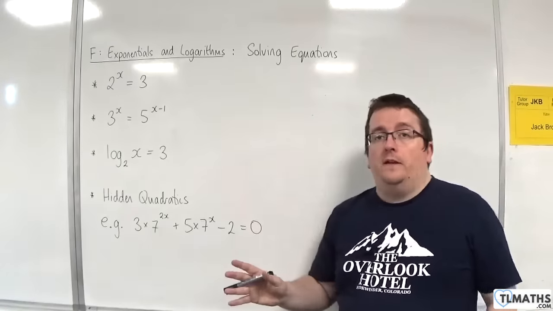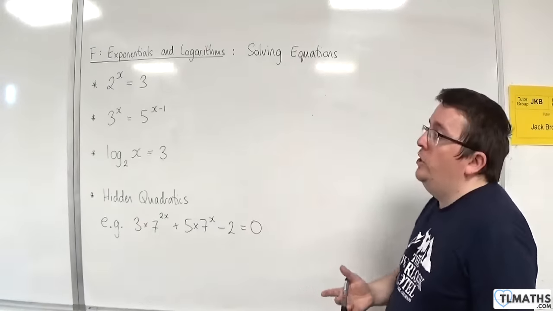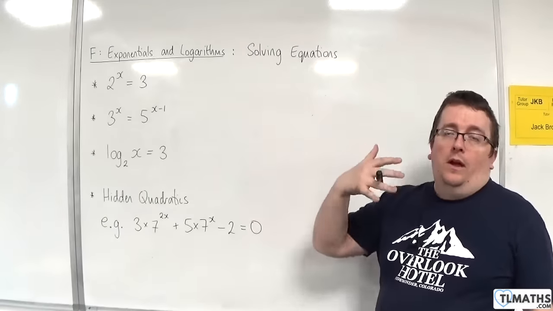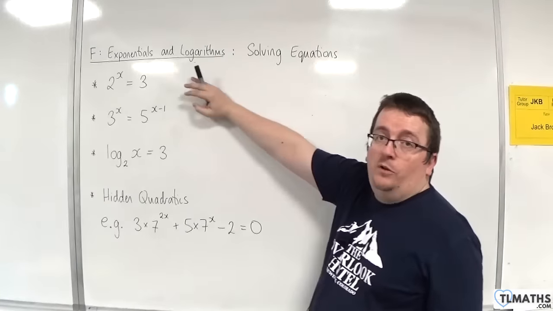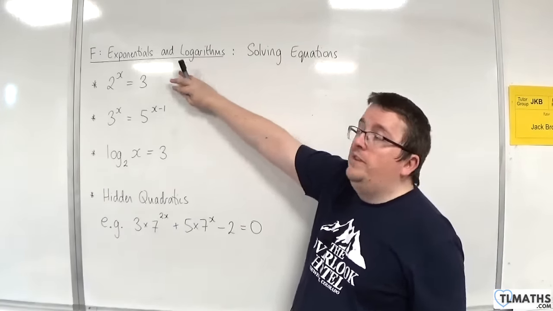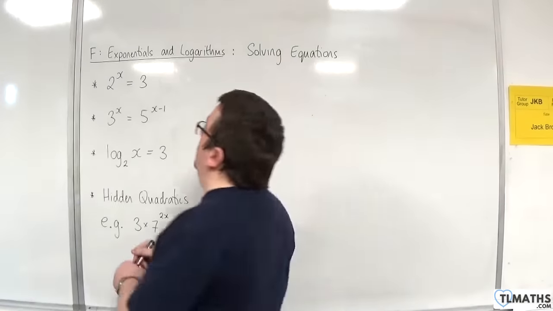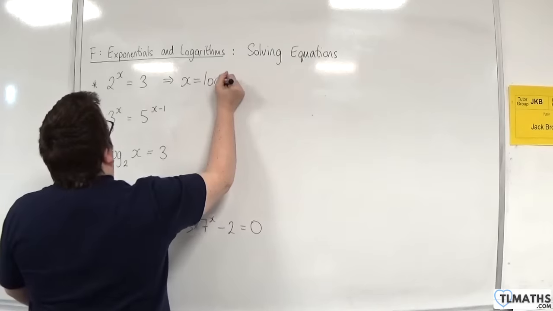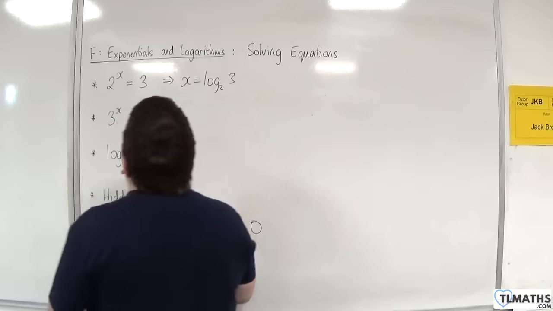Now, when solving exponential and logarithmic equations, you should think about, can I convert an exponential equation into logarithmic form? Will that be the quickest way to get there? And in the case of 2 to the x is equal to 3, that would be, okay? Converting straight to logarithmic form, x is equal to log base 2 of 3, okay?